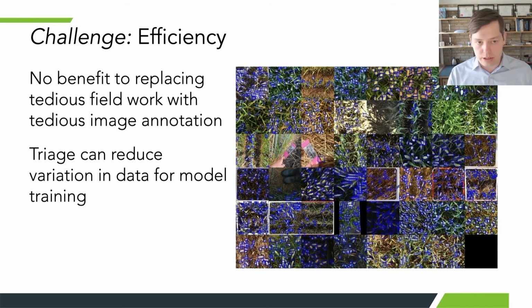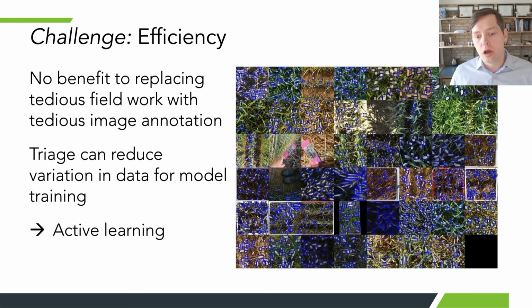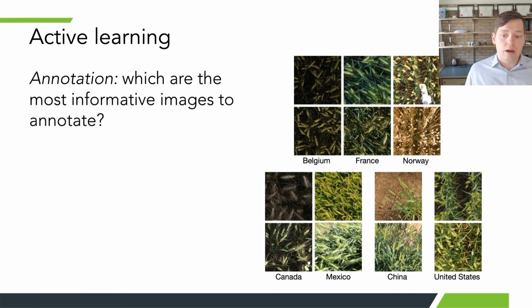So there are a couple of important considerations of efficiency. One of the areas we've been pursuing in my research group to address these is active learning-based approaches. Active learning is often phrased in terms of annotations: which are the most informative images to annotate? Imagine these examples from the Global Wheat Head data set. We have thousands of unlabeled images in the most recent version of the data set, and we would want to select the best ones across these data sets to annotate.